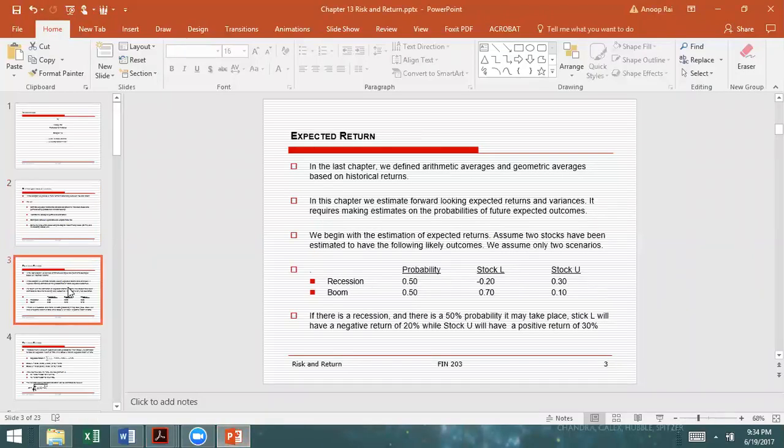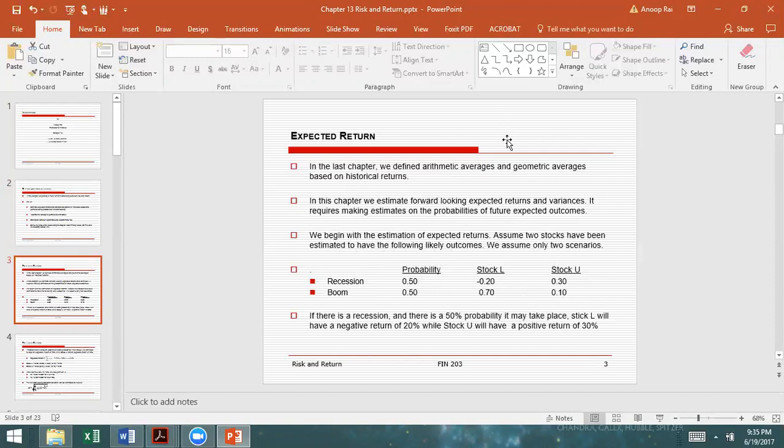So the example we're going to do is as follows. First, we're going to study how to get the expected return. Remember, that's required in the formula. So let's take two stocks, and this is what we predict will happen in the future. There's a 50% chance that next year there'll be a recession, and a 50% chance there's a boom.